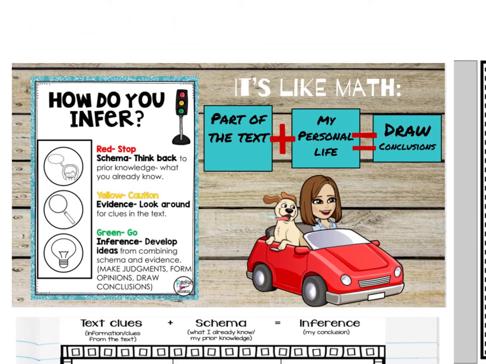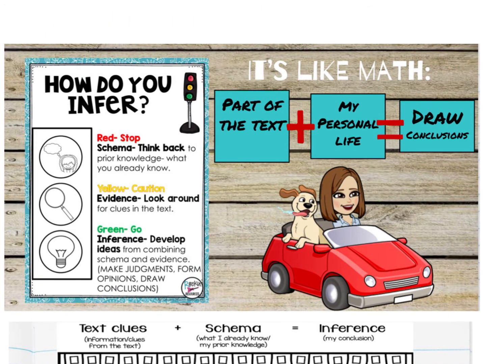Now let's dig a little bit deeper and look at what it looks like to make an inference. So I'm noticing that growing readers start first when they want to make inferences by thinking first about what they already know. This is called their schema. Think back to our prior knowledge. Growing readers use that schema to help them make inferences. After they think about what they already know, then they go to that evidence.